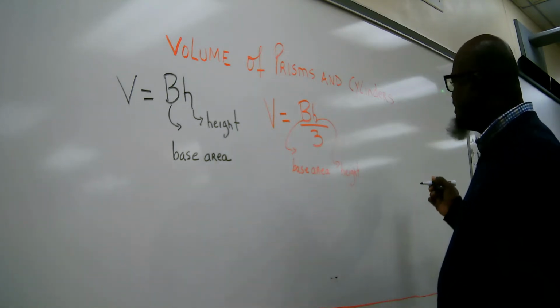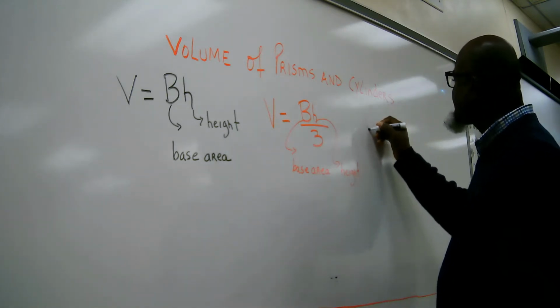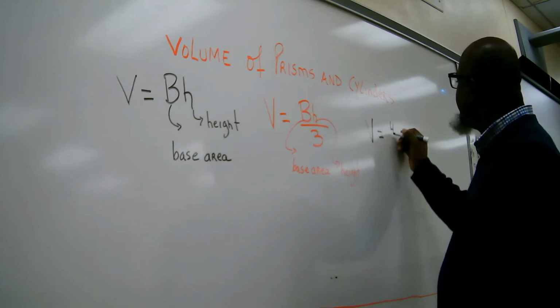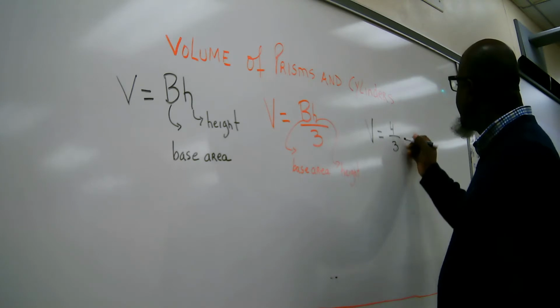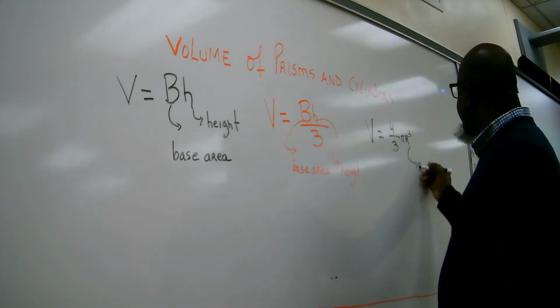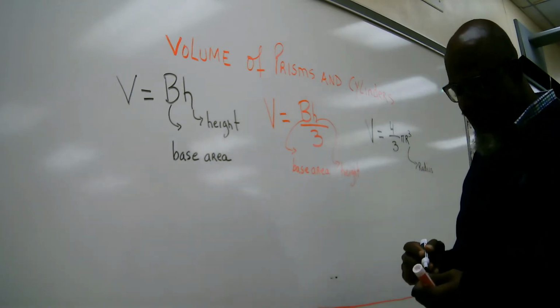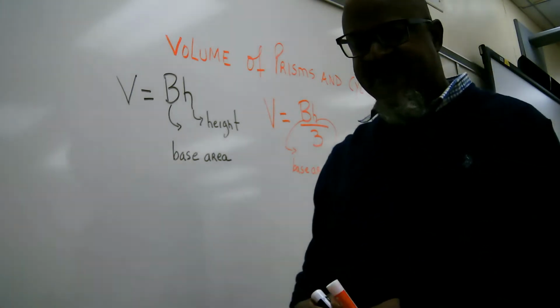And the other option, you will have V equal to 4/3 pi r cubed, where r is the radius. So those are the parameters we're playing with. So you have to know for which shapes those values may apply.